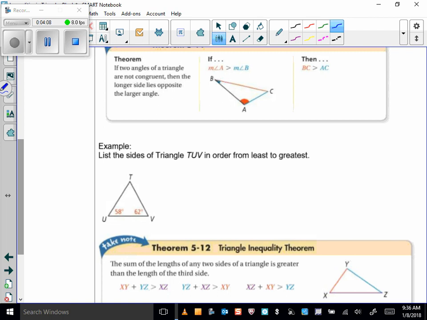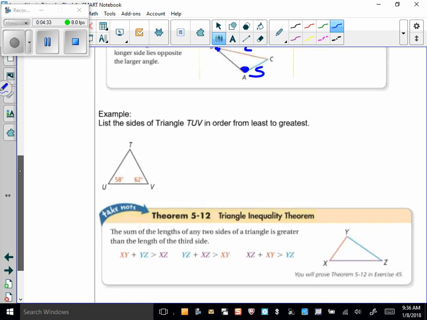So if two angles of a triangle are not congruent, so we've got angle A here that we can see its measure is larger than the angle at B, then we know the longer side is across from the larger angle. So that means BC is going to be longer than AC, which is going to be shorter. Makes sense, makes perfect sense.